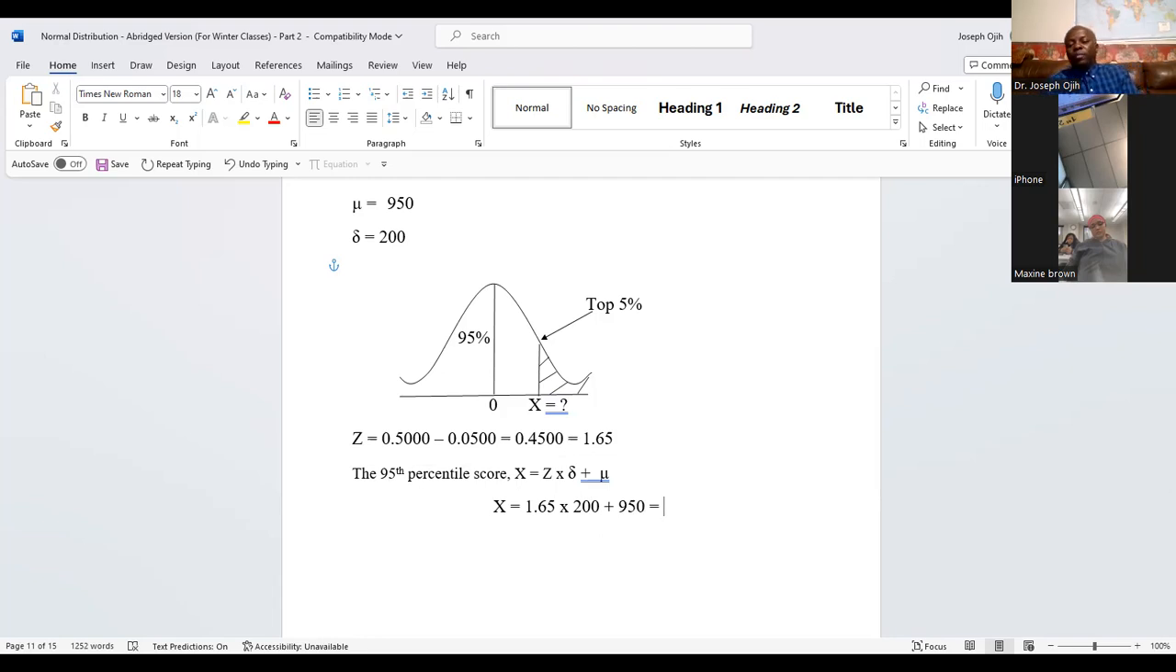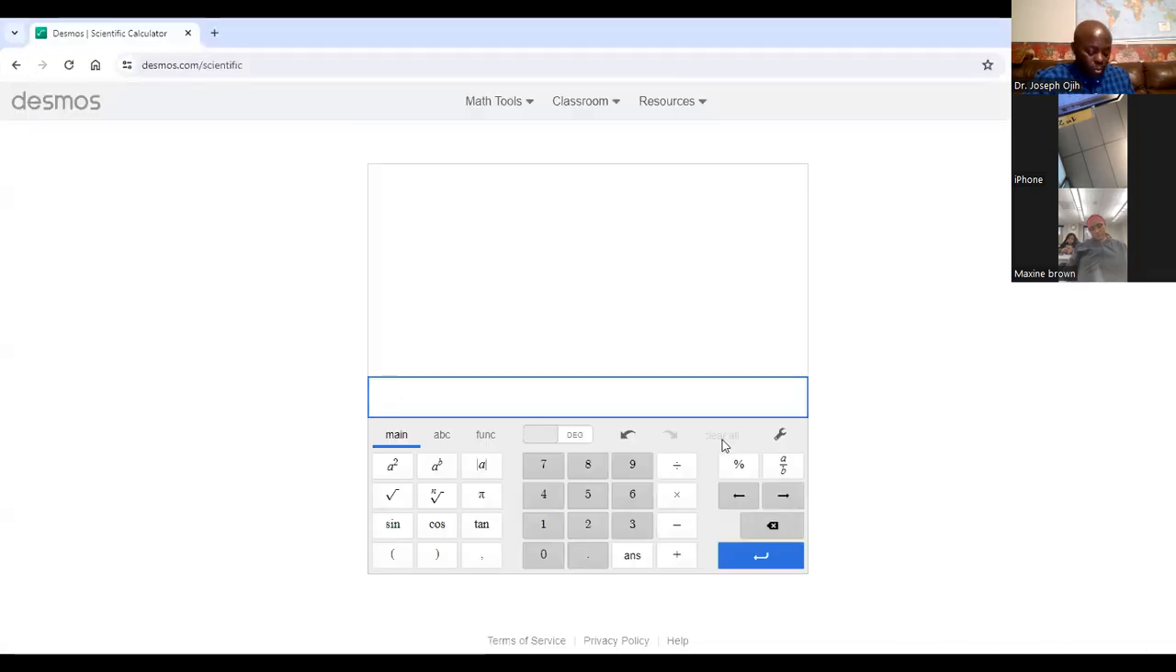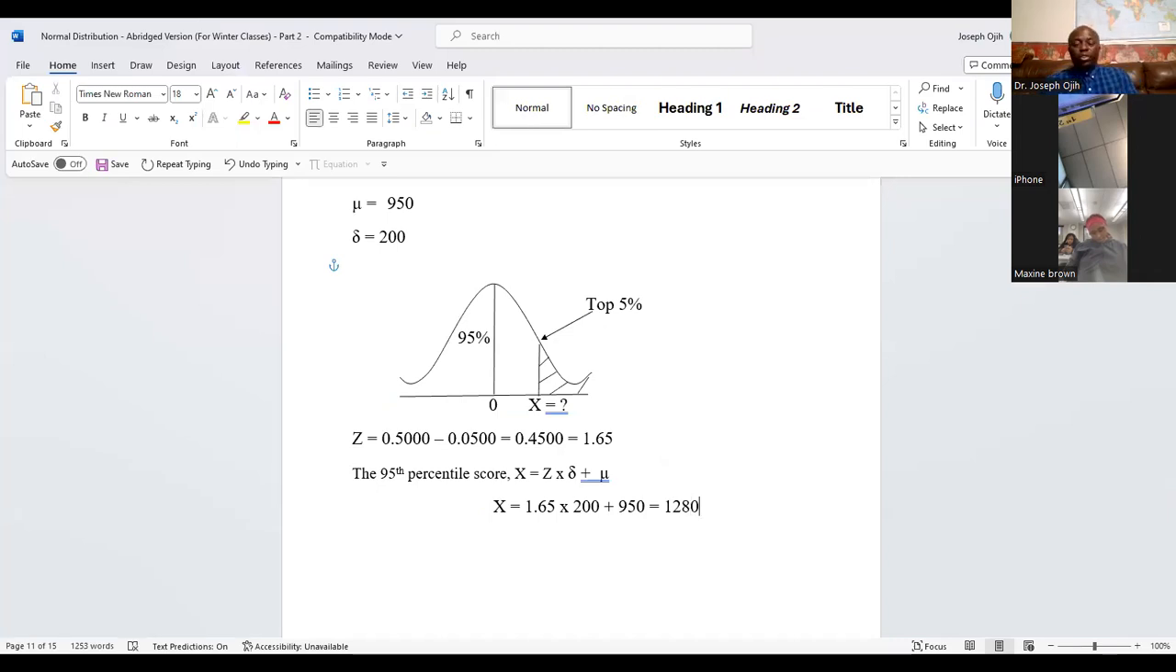And that will give us the 95th percentile score. So write this down. I got X equals 1.65 times 200 plus 950. That gives me 1,280. Okay. 1,280. Now, any question on that?